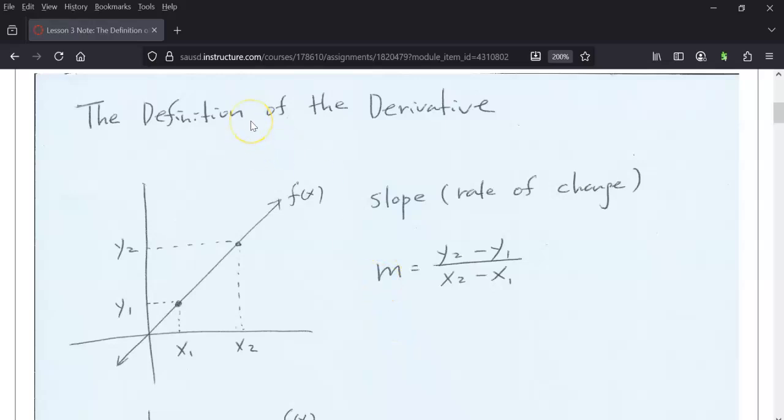The definition of the derivative. So let's do a review. If you have a linear function here, f of x, how do you find the slope of this linear function?